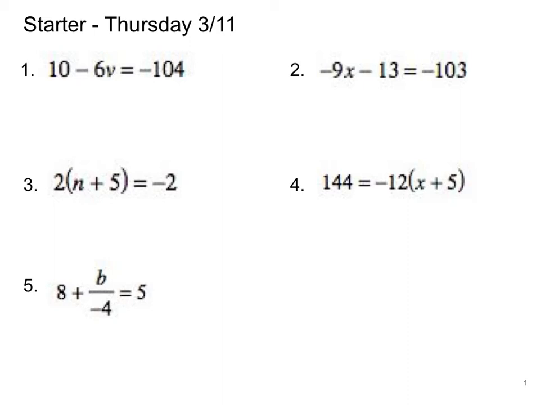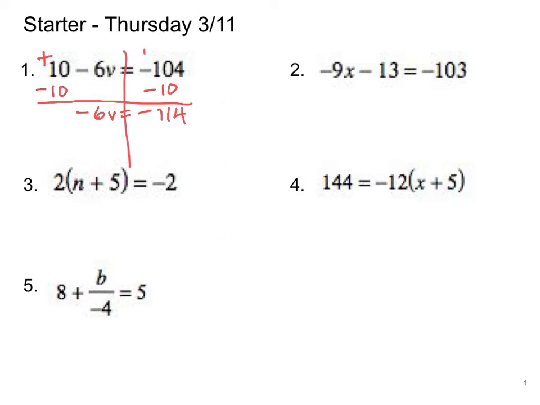All right, so let's go ahead and remind ourselves. We want to make it so that letters are on one side, numbers are on the other. So we want to make the 10 come over here. Remember that 10 is positive, so because it's positive, we need to subtract 10 from both sides. We're going to bring down the minus 6v equals, and then negative 104 minus 10, put it in your calculator exactly how it looks, is going to be negative 114.